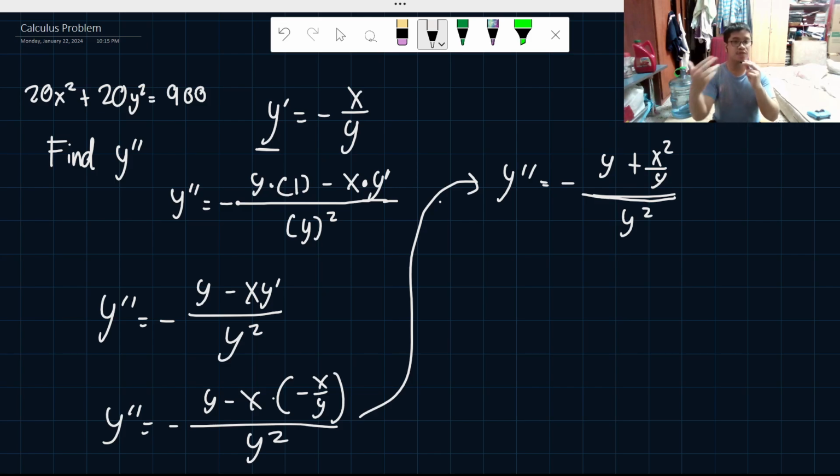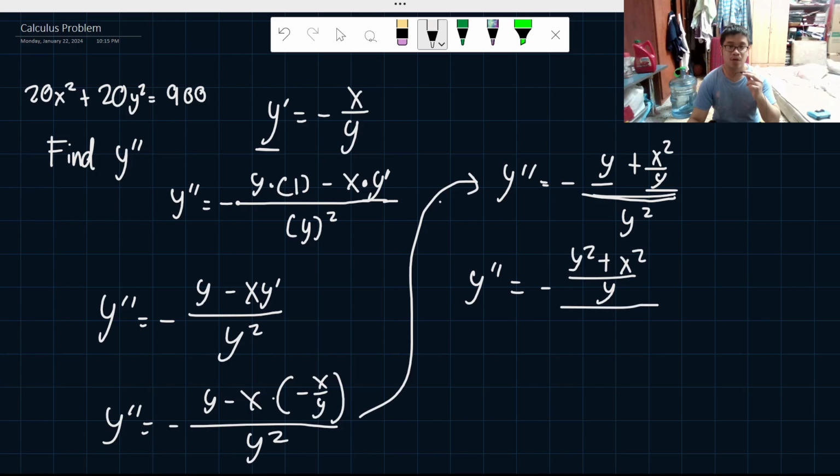You can leave this as your final answer, but it's much better if you're going to simplify it further. The more simplified your answer is, the better. So you see, we have a whole term and a term that is in fraction, so we can just combine them into whole. I'm just going to go direct to the point. This would become y squared plus x squared all over y squared.